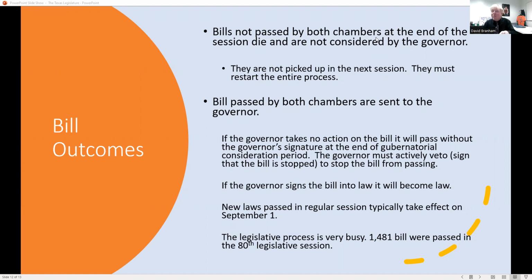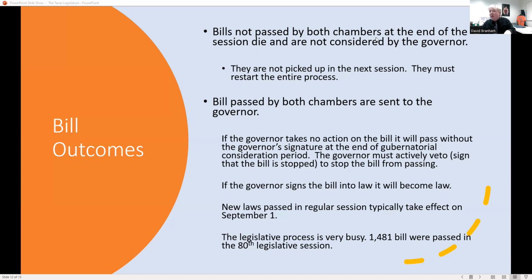Bills passed by both chambers are then sent to the governor. If the governor takes no action on the bill, it will pass without the governor's signature at the end of the gubernatorial consideration period. It'll pass. And that's only a few days. So if the governor doesn't want to sign it, but the governor also doesn't want to veto it, then the governor can just let it sit and it'll pass. And the governor can say, I don't want to take credit for it. I didn't really sign it. I didn't support it, but it passed.